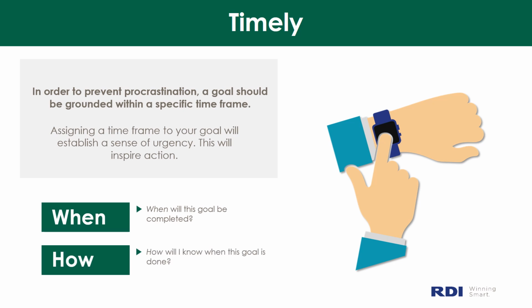Timely. In order to prevent procrastination, a goal should be grounded within a specific time frame. Assigning a time frame to your goal will establish a sense of urgency. This will inspire action. When? When will this goal be completed? How? How will I know when this goal is done?